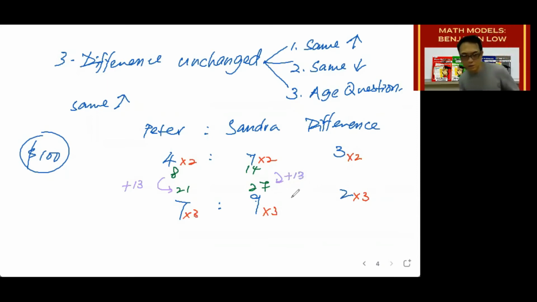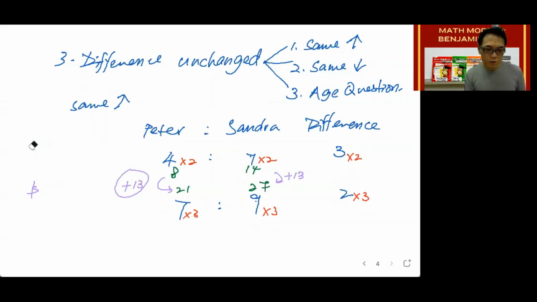Upon closer observation, you should now notice that this has increased by 13 units, and so has this. And so, as a result of this, we now know that 13 units is $100. Of course, this is not divisible. I'm just giving you a random number. Most likely they will give you a number here that's divisible, like for example, $26. Okay, so that's one type of question. A second type of question will be the same decrease.